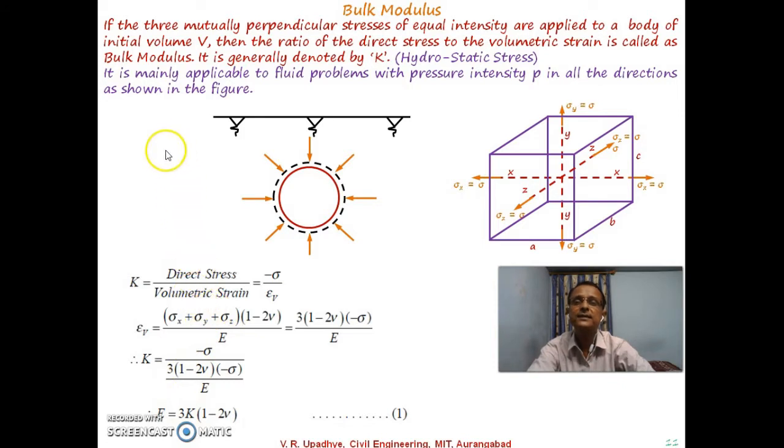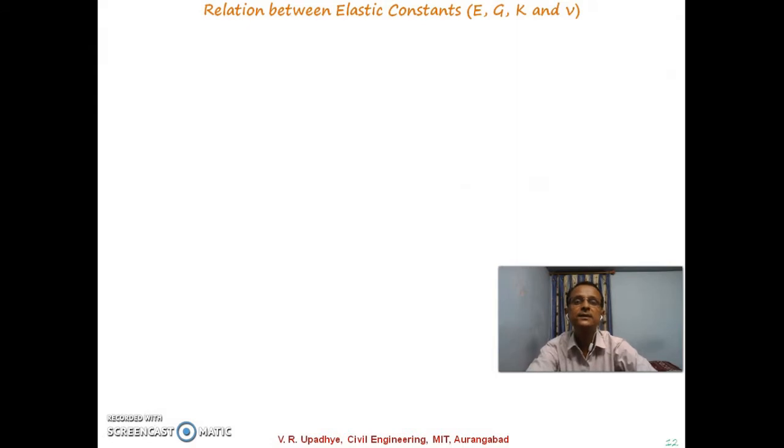So what we have discussed is, if three mutually perpendicular stresses of equal intensity are applied to a body of initial volume, say capital V, then the ratio of the direct stress sigma to the volumetric strain is called the bulk modulus. This equation gives us the relation between Young's modulus and bulk modulus. Similarly, we can have one more equation regarding Young's modulus and shear modulus. Today we are going to discuss further the relation between all three moduli, that is E, K and G. So we'll go further with the relation between elastic constants E, G, K and mu.